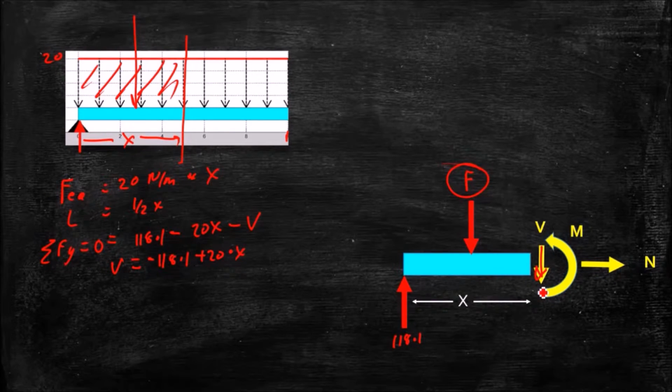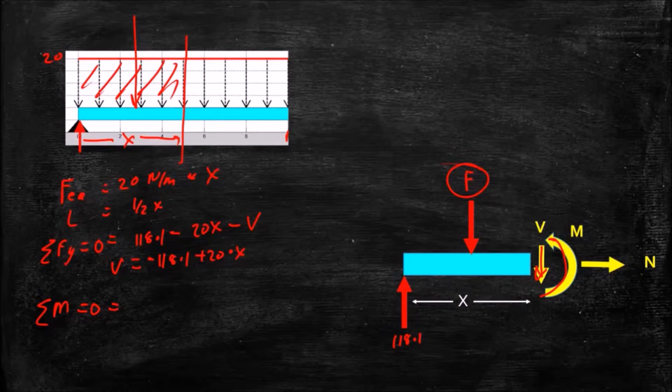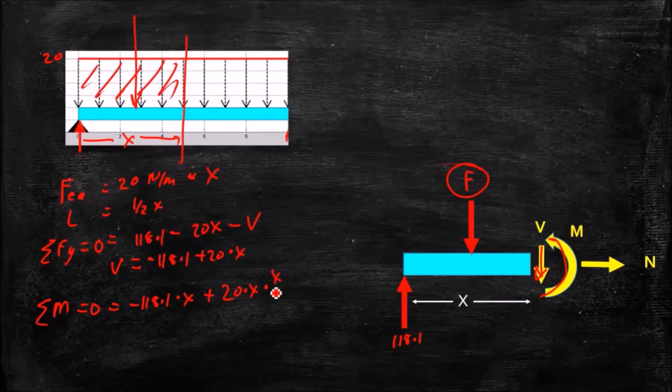I can calculate the necessary moment at that section by assuming that the sum of the moments at that section equals 0, and that's going to be equal to the moment from the reaction force to the left, which is minus 118.1 times x, and that's negative because it's taking us clockwise, plus 20 times x times our distance x over 2, and that's positive because relative to our section here, that's going to give us a counterclockwise moment, plus that counterclockwise moment we have drawn.